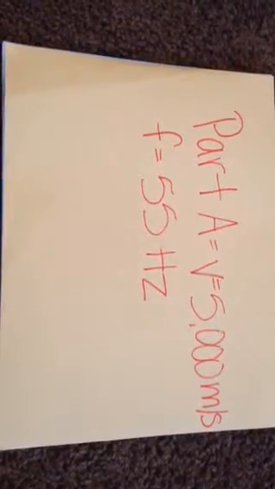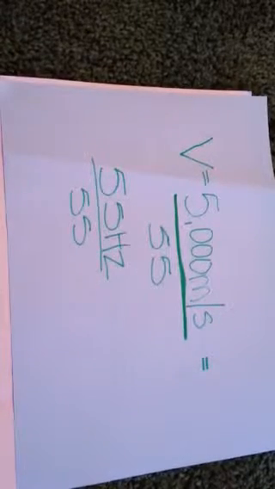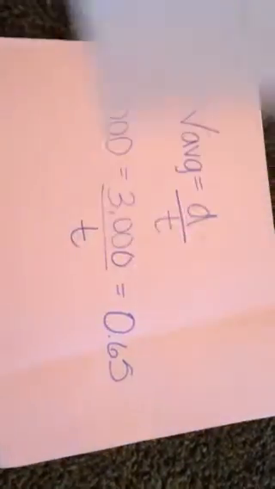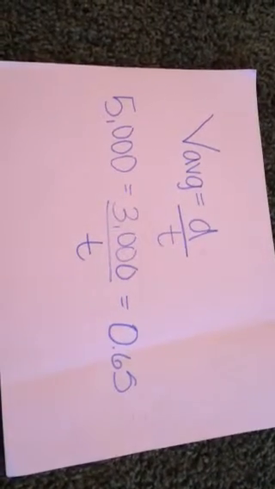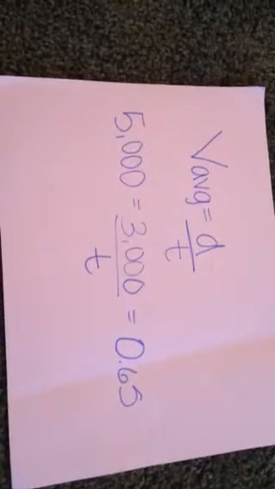Now you must find the wavelength. In order to find the wavelength, you must use the formula you see below. V equals F times wavelength. Wavelength equals 5,000 meters per second divided by 55 hertz, which is approximately 91 meters. This is your wavelength.